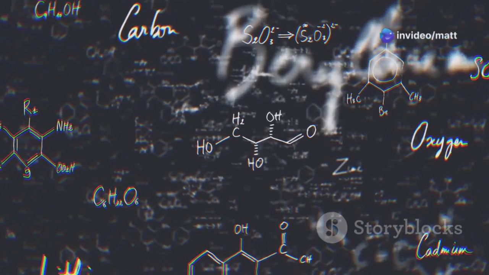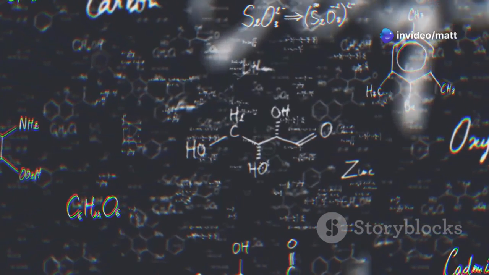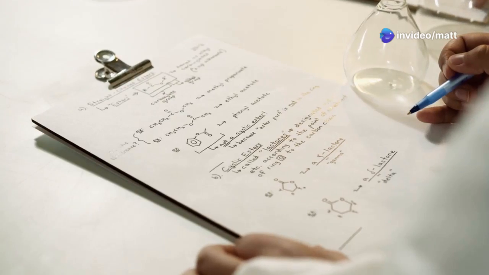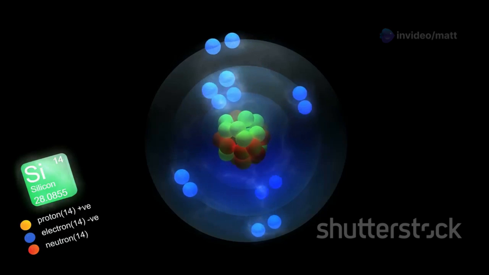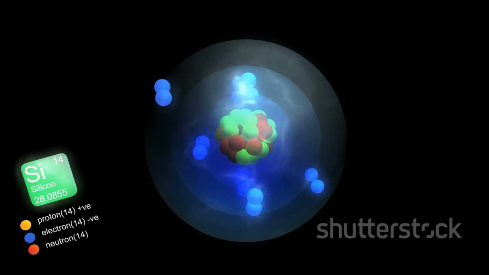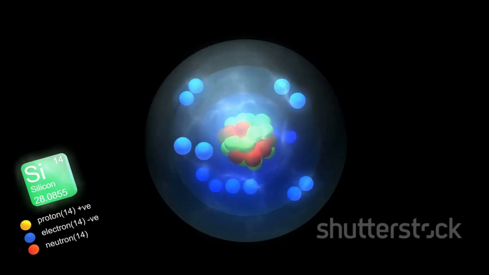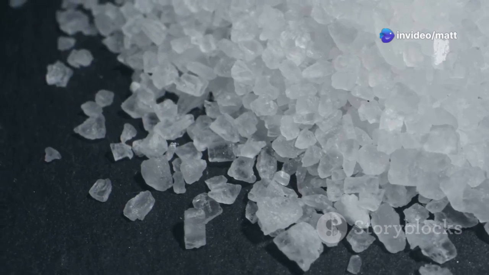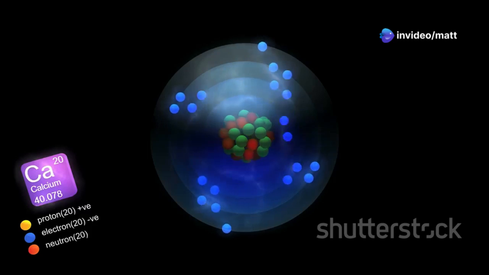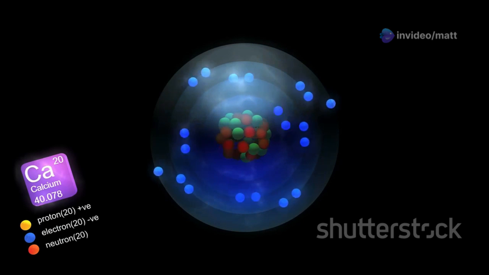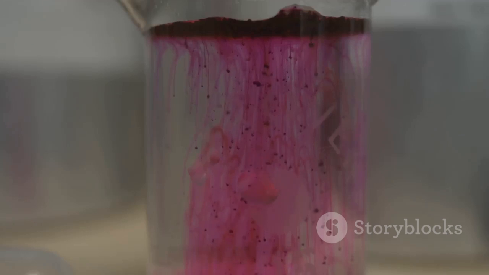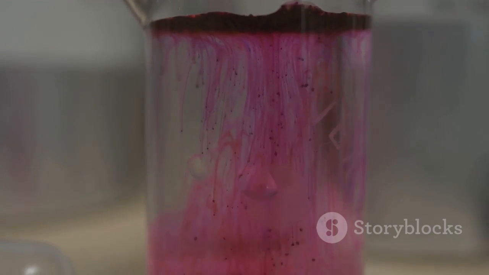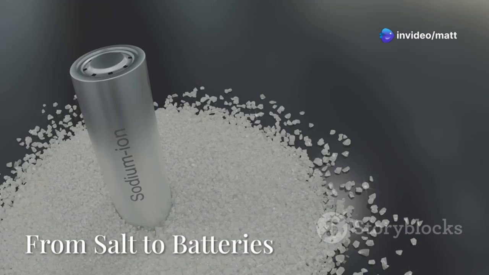Section 5. Naming ionic compounds. A system for identification. Chemists have a special system for naming ionic compounds. The name of the metal ion comes first, followed by the name of the non-metal ion. If the non-metal is an element, its name changes to end in -ide. For example, NaCl is called sodium chloride. If the compound contains a polyatomic ion, the name of the polyatomic ion is used. For example, Na2SO4 is called sodium sulfate. This system helps scientists quickly identify and communicate about different ionic compounds.